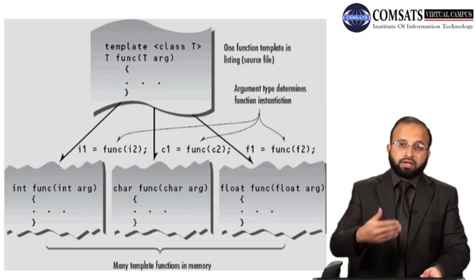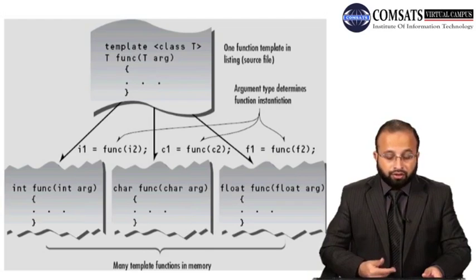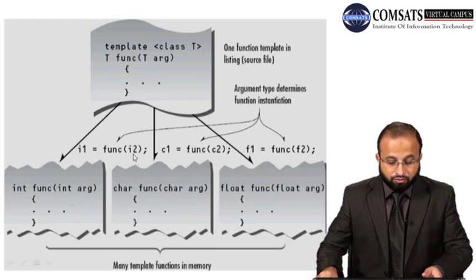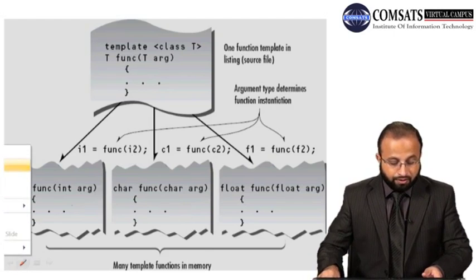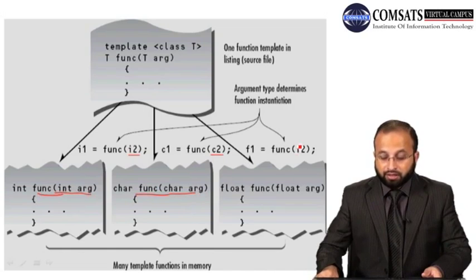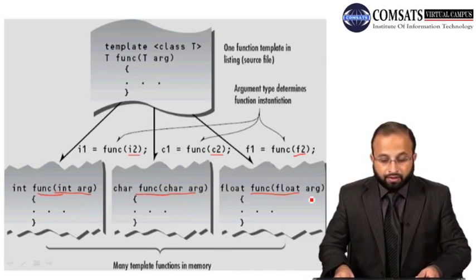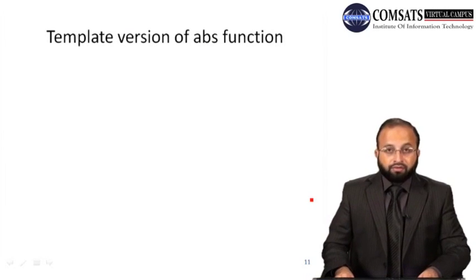ठीक है, और template function से एक नया function instantiate करेगा by watching the type of the argument during the call time. So call time पे integer argument pass हुए थे, it will create an integer version of that function. Call time पे argument character type के pass हुए थे, character version of that function is instantiated. And call time पे argument float type के pass हुए थे, float version of that function is instantiated during the execution of the program.